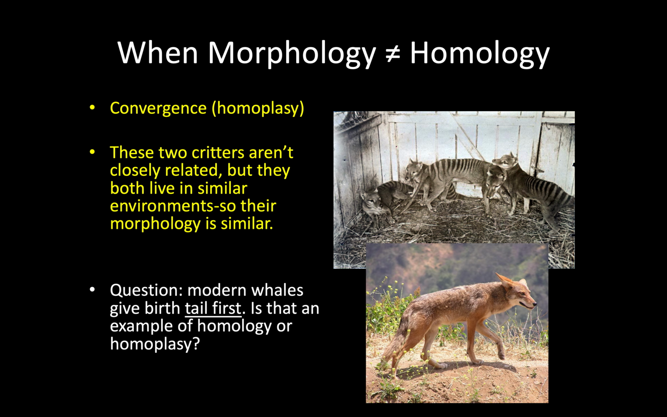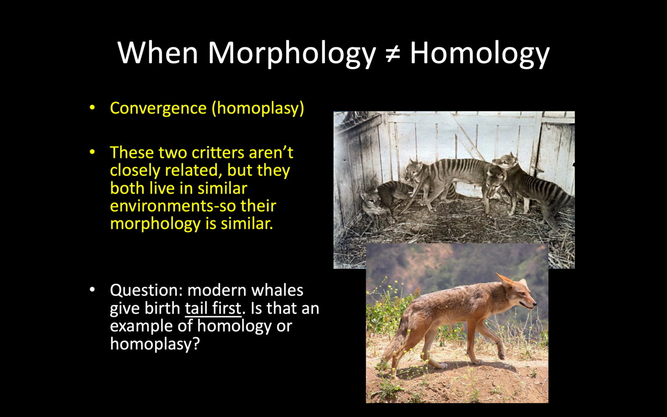So here's an example. These two critters are not closely related, but they both live in similar environments, and their environment is the desert. So they both have a very lean, narrow body that allows them to maximize water usage. Their ears are pointed back to allow sand to stay out of them, etc. They've both gotten that shape independently. That's homoplasy or convergence. They mean the same thing.